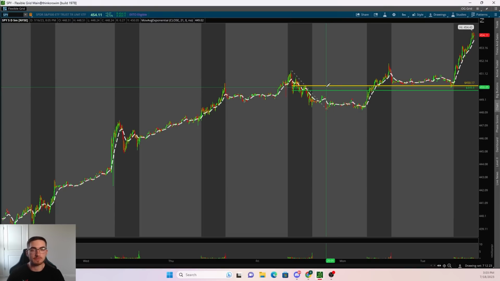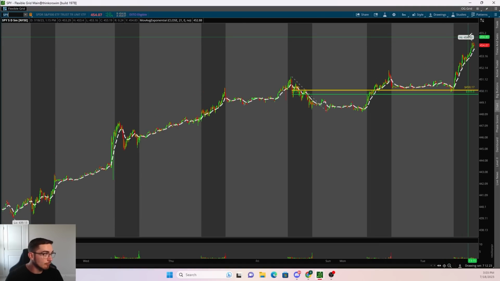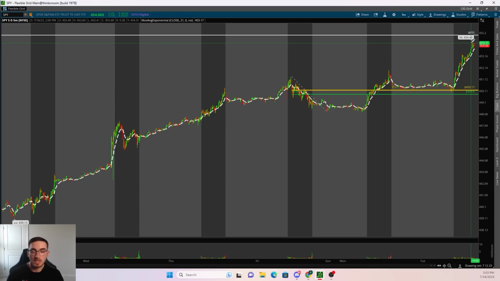Intervals of 5: 450, 455, 460, 465, 470, etc. Those areas of 5 are going to be psychological support and resistance levels that we want to know about as day traders. So if price is trading near 450, you want to mark 450. As you can see, we bounced right off of 450 this morning. Price is getting close to 455. Therefore, we want to mark 455 because price could come up to 455 and just reject it.